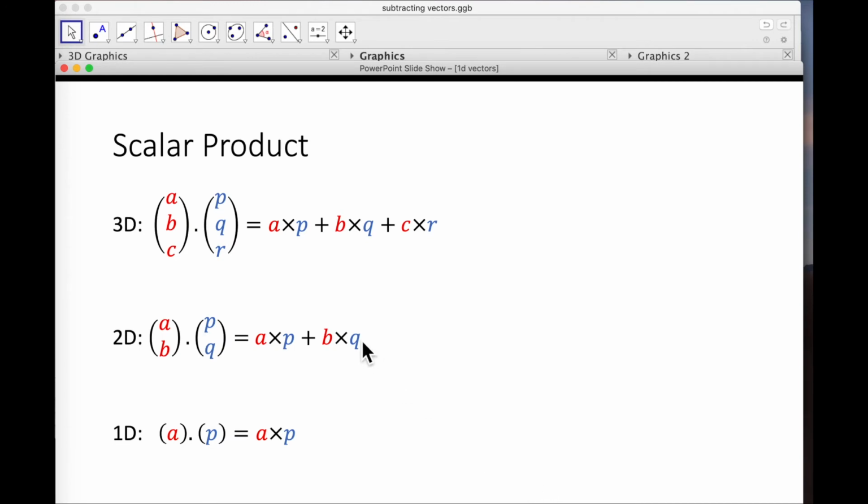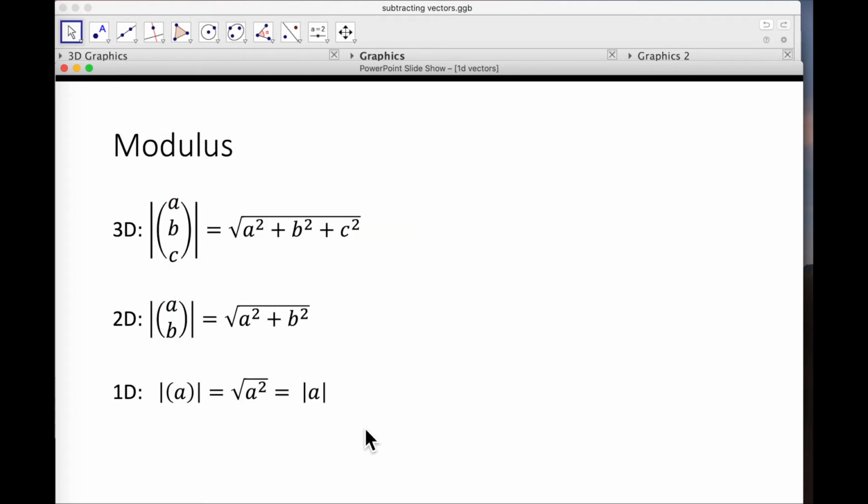Scalar product. Again, we see that the scalar product of vectors uses the product of numbers, but it also generalizes it. And here, the scalar product of two one-dimensional vectors is essentially the product of the two numbers. And the modulus is rather cute. So the modulus of a vector is the square root of the sum of the squares of its coordinates. So in one dimension, it's just the square root of a squared. That's rather nice. And this is, of course, also modulus of a, where modulus now is the function that we also study at A level.